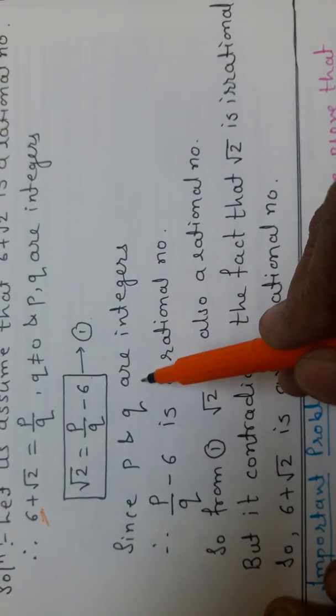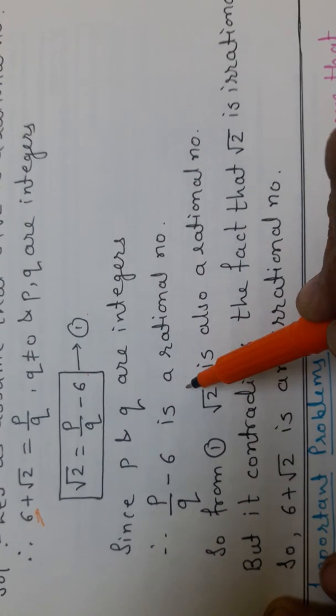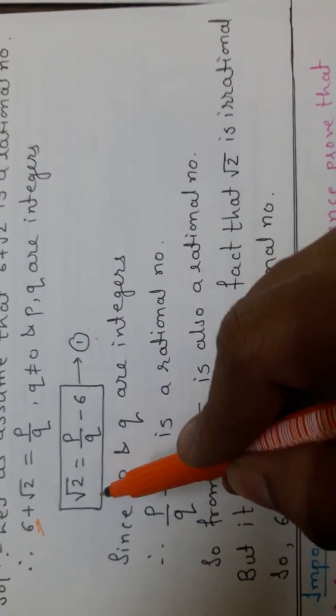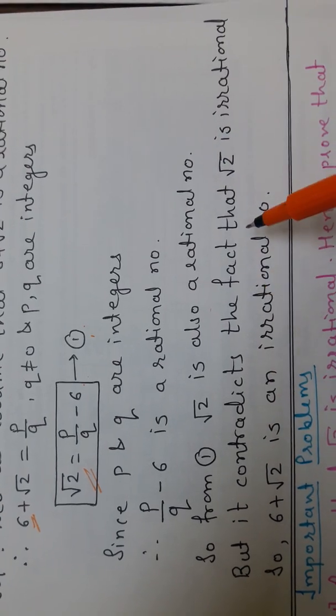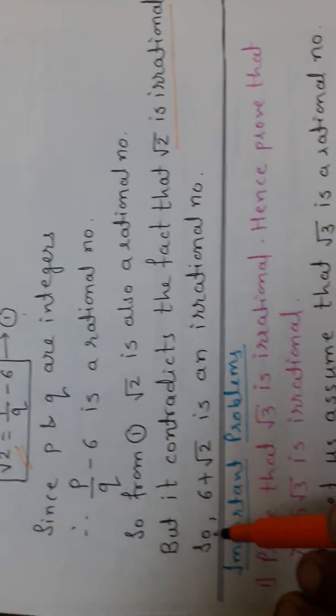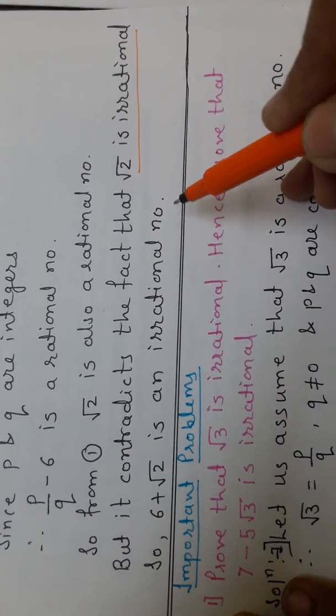Equation 1. Since p and q are integers, p upon q minus 6 is a rational number. So from 1 we can say root 2 is also a rational number, but it contradicts the fact that root 2 is irrational. Therefore, our assumption is wrong. So 6 plus root 2 is an irrational number.